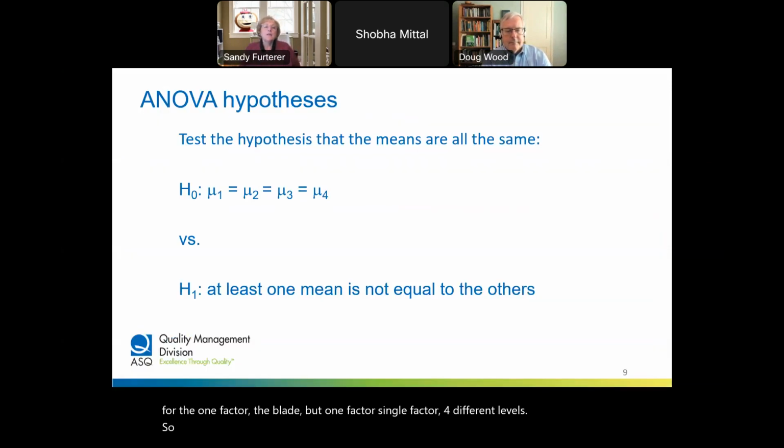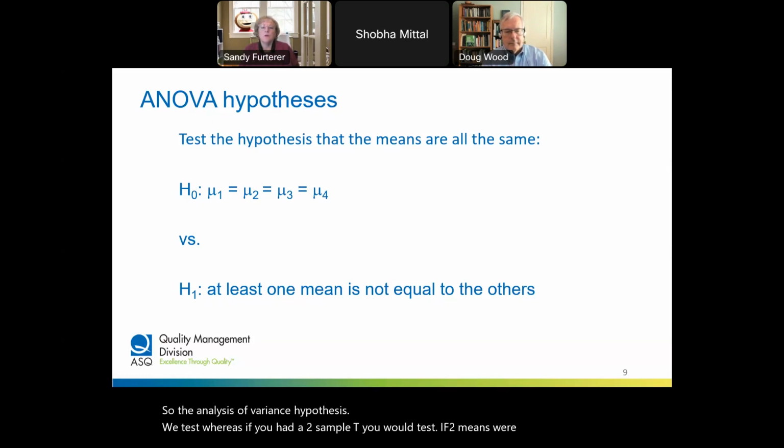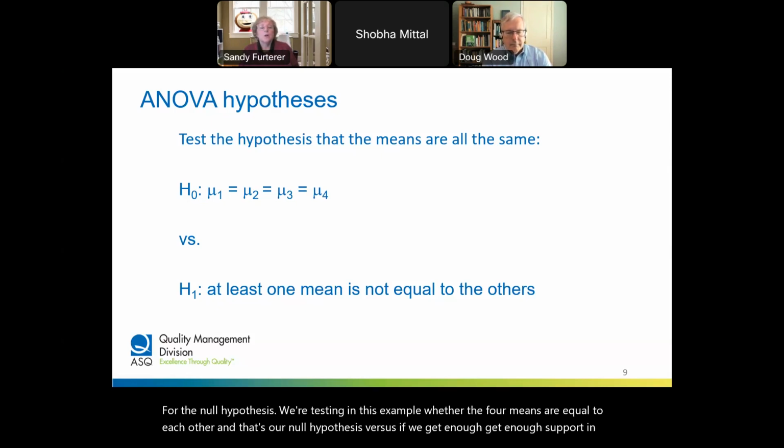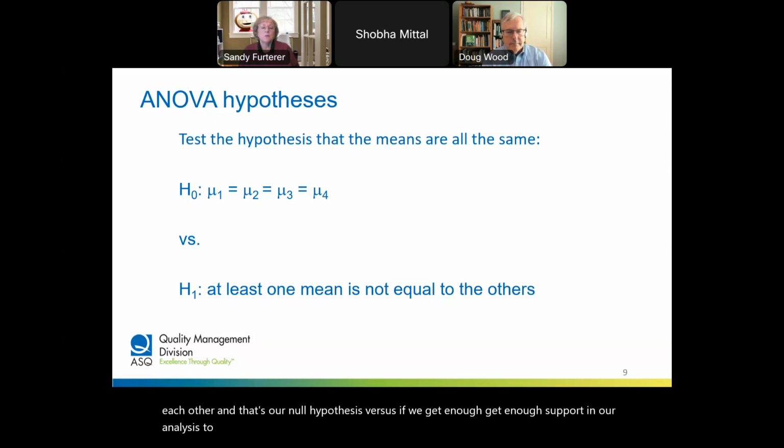So for the analysis of variance hypotheses, whereas with a 2-sample t you would test whether 2 means were equal to each other for the null hypothesis, we're testing in this example whether the 4 means are equal to each other. That's our null hypothesis. Versus, if we get enough support in our analysis to reject the null hypothesis, we have our alternative hypothesis, where at least one mean is not equal to the others.